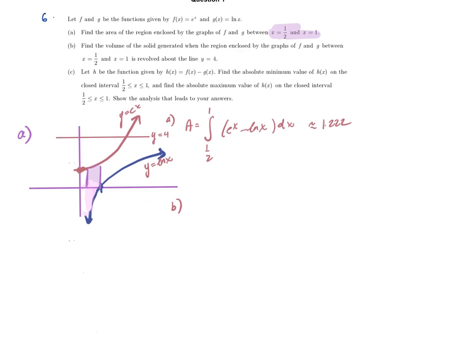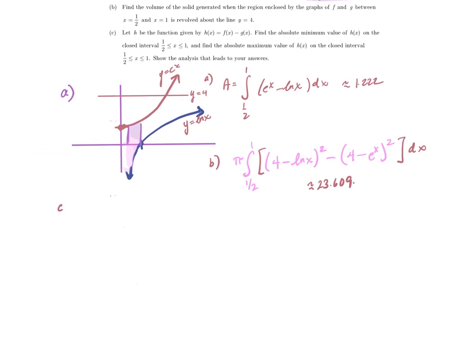Okay, so I'm going to do pi, 1/2 to 1. This is a washer. So the big R is going to be 4 minus the furthest function, so 4 minus ln of x. And then minus little r, which is 4 minus the closer function, e to the x, squared, okay? So it's big R squared minus little r squared to get that. Calculator, we get about 23.609. Now part C.